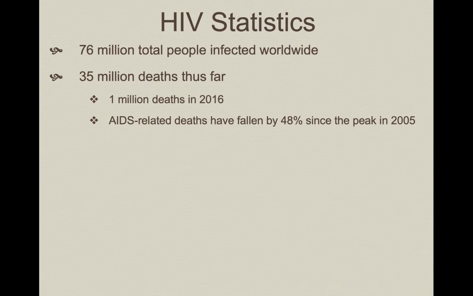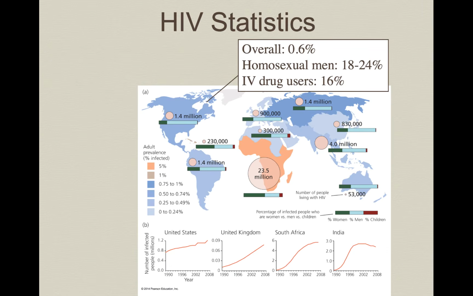In 2016 alone, there were 1 million deaths attributed to AIDS. That is sadly a high number, but the good news is AIDS-related deaths have been falling since the peak in 2005. So the 1 million deaths in 2016 is a reduction compared to what we were seeing in the early 2000s. If you look at the demographics of the virus, you see that in the US, the overall rate of infection is 0.6% in the population overall, and it seems to be concentrated in homosexual men, which represent about 8 to 24% of infections, and IV drug users, which is around 16%. We'll talk about some other breakdowns of the remaining individuals in a bit.